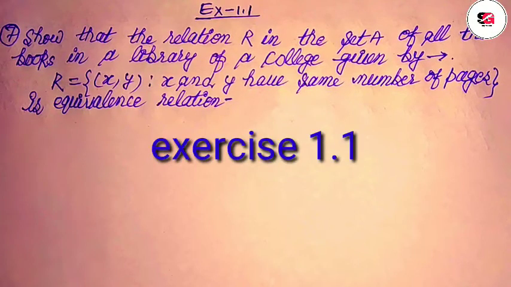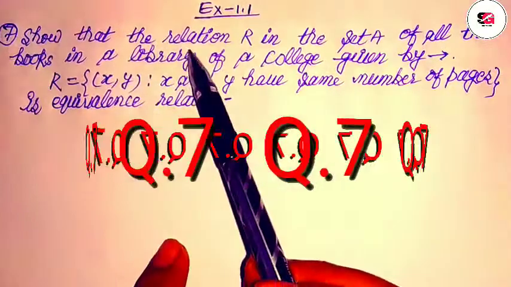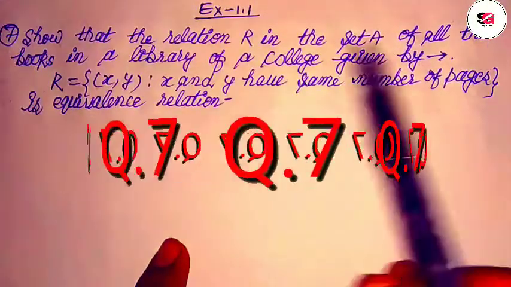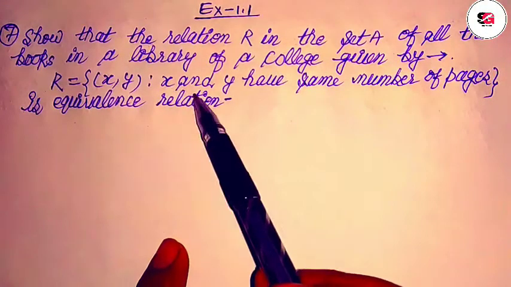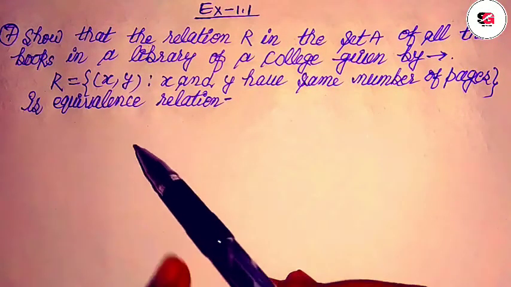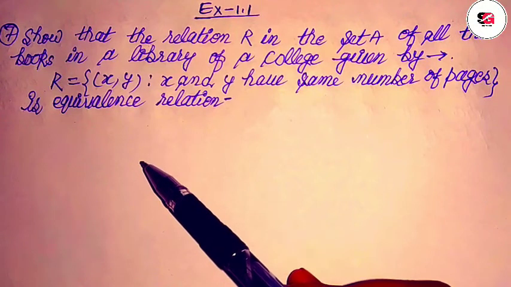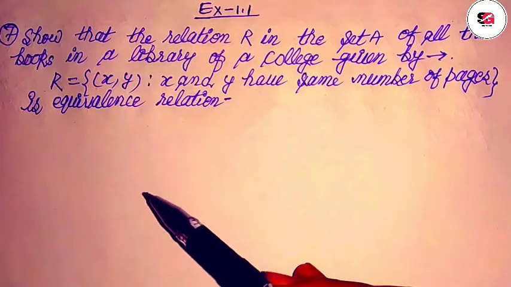This is exercise 1.1, class 12 mathematics, chapter 1, relation and function. Let's see 7 questions of this exercise. Show that the relation in the set A of all the books in a library of a college, given by relation R: X and Y have the same number of pages, is an equivalence relation. So what will we do? For equivalence, we need to show that it is reflexive, symmetric and transitive. If a relation is reflexive, symmetric and transitive, then we can say it is an equivalence relation, isn't it?